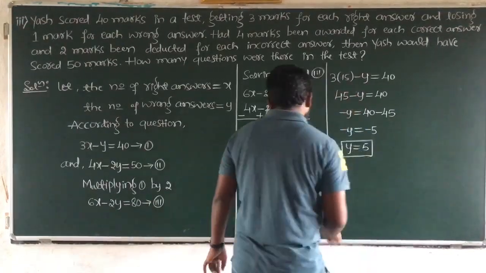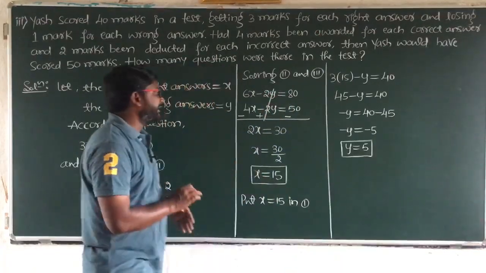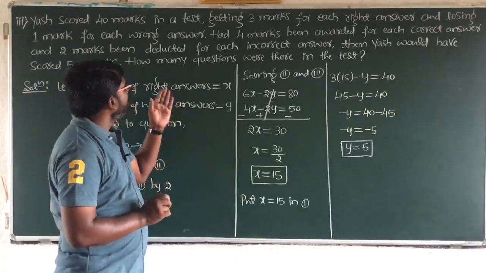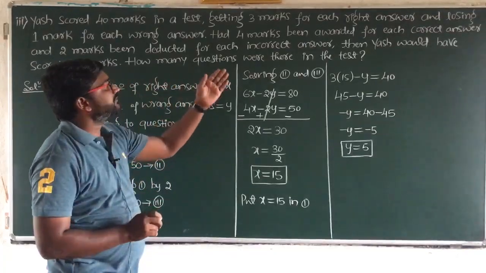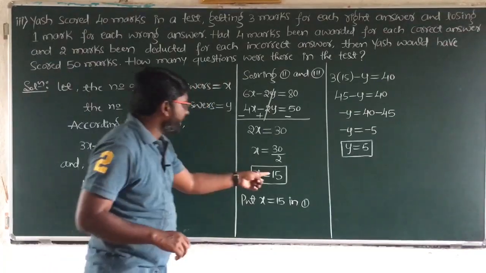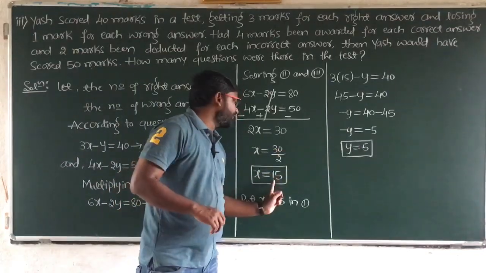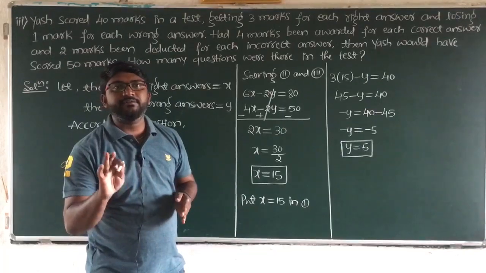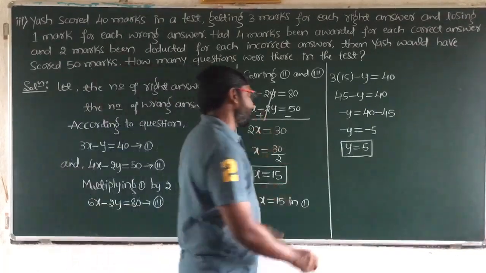So here x is the number of right answers and y is the number of wrong answers. What we have to find here is how many questions were there in the test? So we have to add these two, 15 plus 5 will be 20. Therefore overall there were 20 questions in the test.